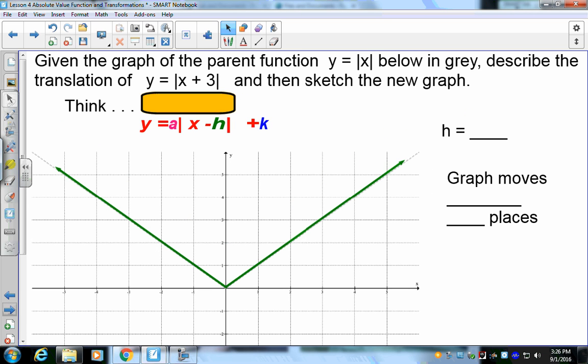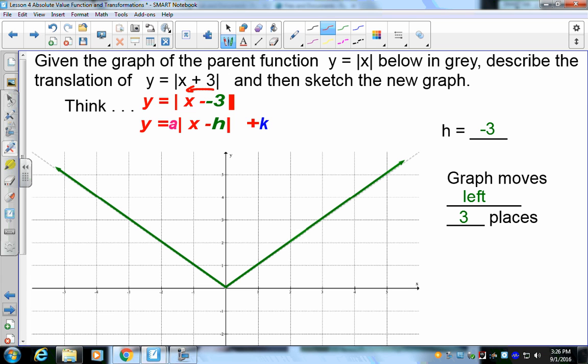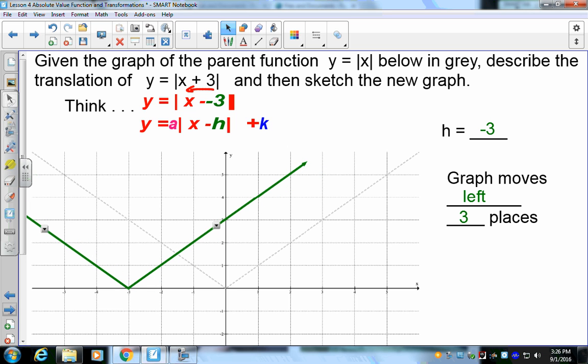All right, so given our graph of the parent function, we're going to describe the translation of y equals the absolute value of x plus 3. All right, so let's think about this. It's the opposite of a negative, or just think you're going in the other direction. So since it says +3 inside, our h is going to be the opposite of that. It's going to be a -3. So we are going to be moving left 3 places. So if you just remember, take a look inside, go the opposite direction that that number is pointing, you are good to go. So I'm moving left 3.